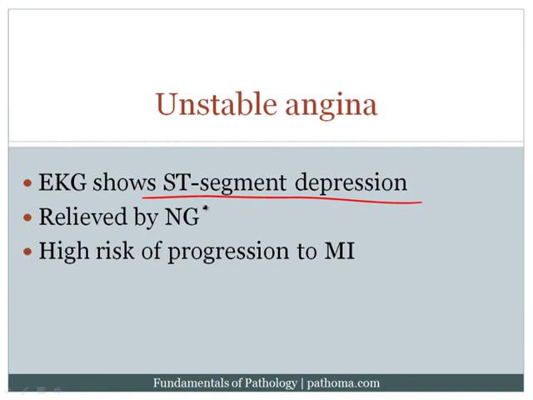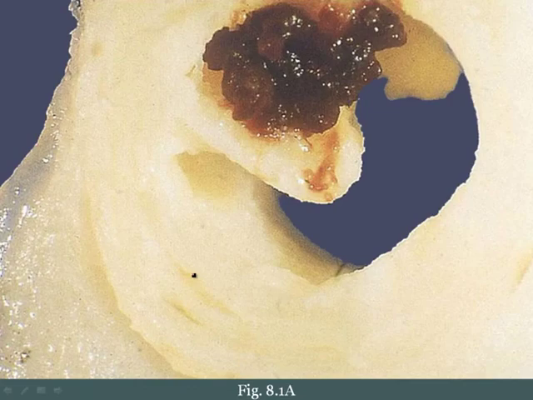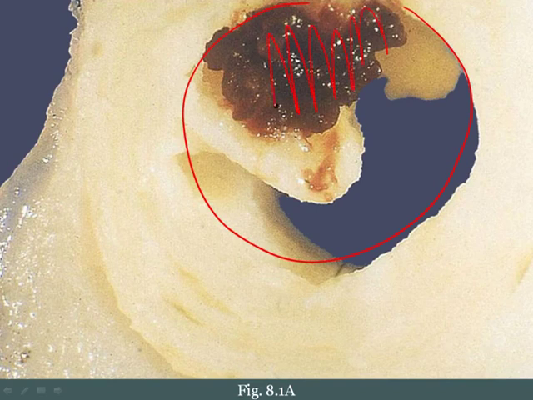It's relieved by nitroglycerin. Again, vasodilation would result in decreased preload, which would then decrease the amount of work the myocardium had to do. And there's a high risk of progression to MI. Now imagine, here's an example where you can see a coronary artery. Now there's been rupture of an atherosclerotic plaque, and you can clearly see that there's a thrombus here.